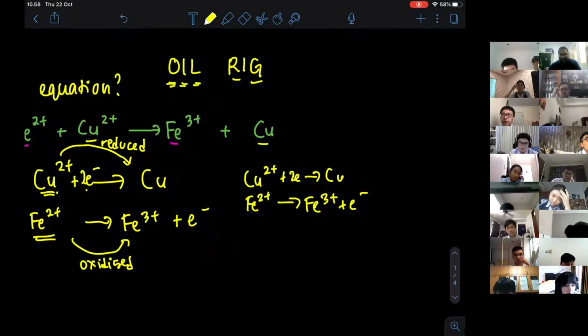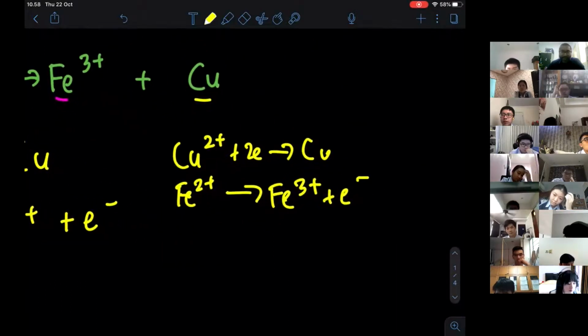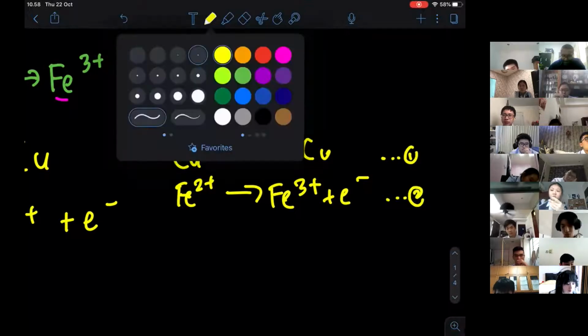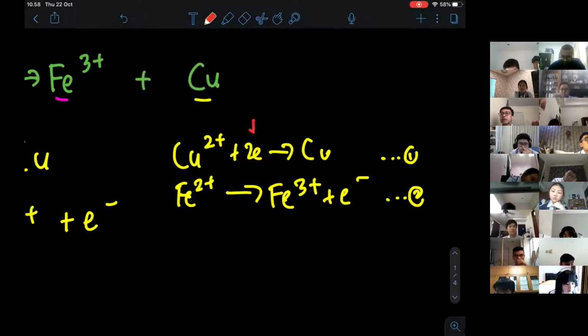If you want to add both equations together, you must make sure the electrons cancel out when you add equation number 1 and equation number 2. If you look at equation number 1, there are 2 electrons. If you look at equation number 2, there is only 1 electron. So what you can do is multiply this by 2 so that you have 2 electrons, whereby when you add equation 1 and 2 together, the electrons on the left and right will cancel out. The idea is we want to cancel out the electrons.